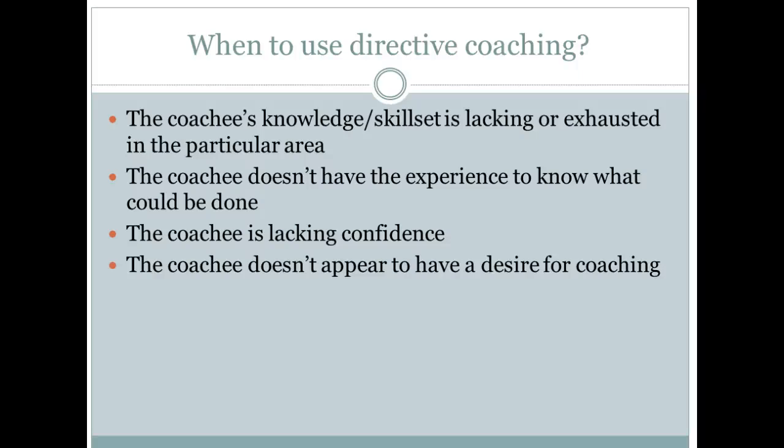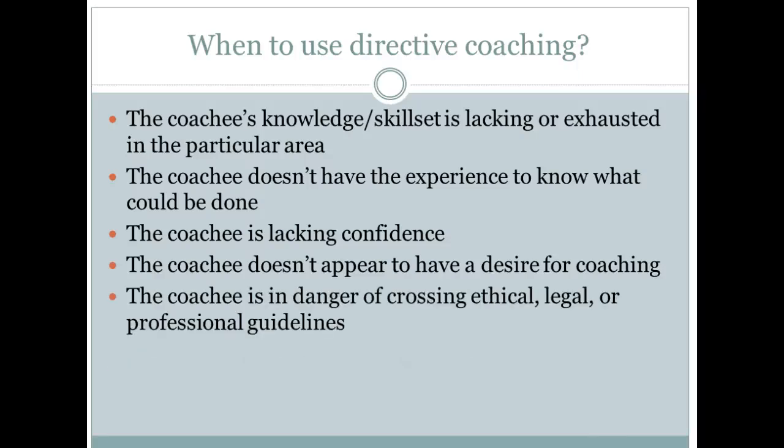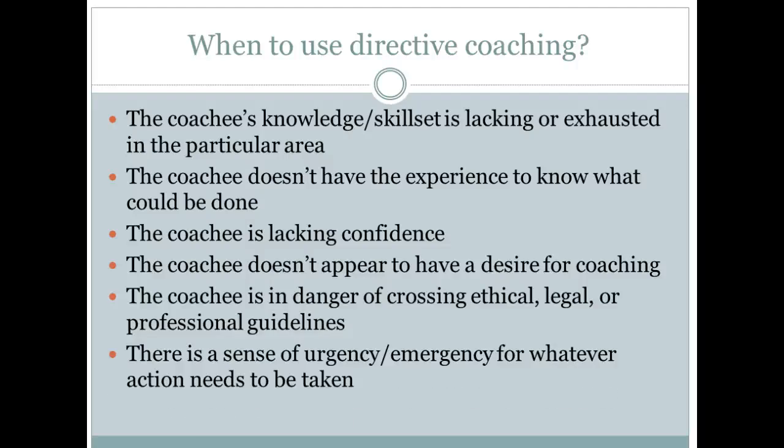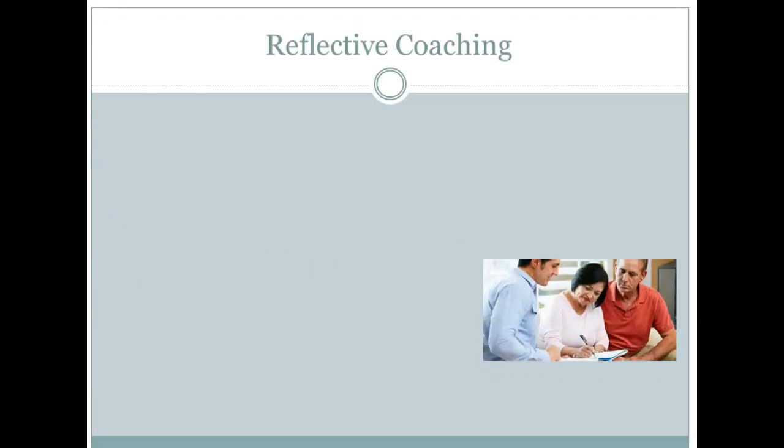And then lastly, if the coachee doesn't appear to have a desire for coaching and they don't want to have that interaction with you and you're kind of hitting a wall, then it's just easier to be directive. And then there's also if the coachee is in danger of crossing ethical, legal, or professional guidelines, then you may just need to give them a directive. If they're at the point of being on an improvement plan or a coaching plan, directives are probably best. And then lastly, if there is a sense of urgency, there should always be a sense of urgency, but if it's more of an emergency and action needs to happen ASAP, then it's best to have directive coaching.